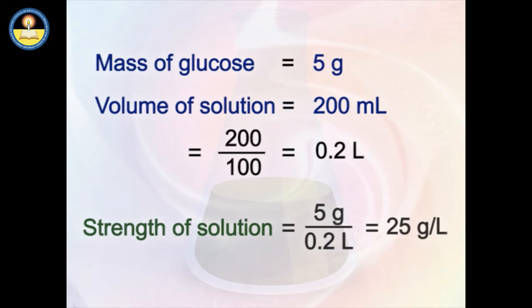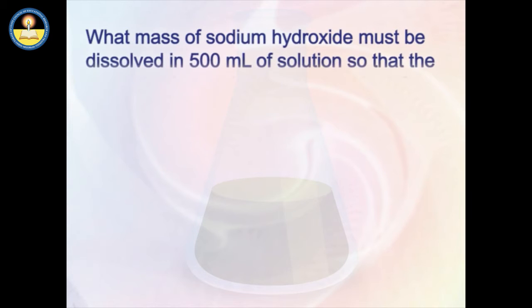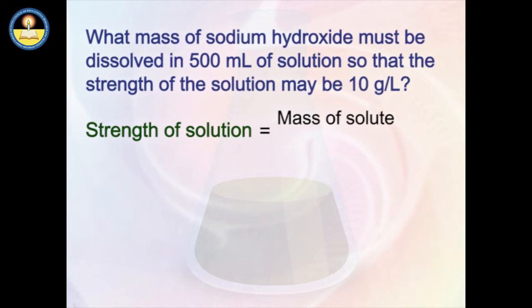Let us now try to solve a problem. What mass of sodium hydroxide must be dissolved in 500 milliliter of solution so that the strength of the solution may be 10 grams per liter? We will now try to find out a solution. Strength of solution equals mass of solute divided by mass of solvent multiplied by 100.